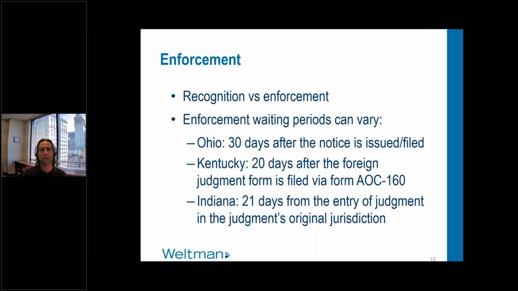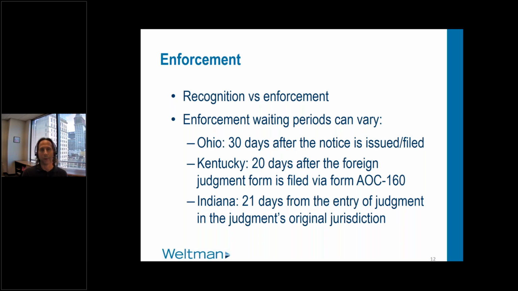There'll be differences. In Ohio, the notice will say that you have 30 days from the date of this notice to file any response that you're going to file. In Kentucky, it's 20 days after the original foreign judgment paperwork is filed. It'll say right on the notice they get that it's 20 days from the date this document was filed. When the debtor gets the copy, they can look at the file date and count 20 days. That's how long they have.